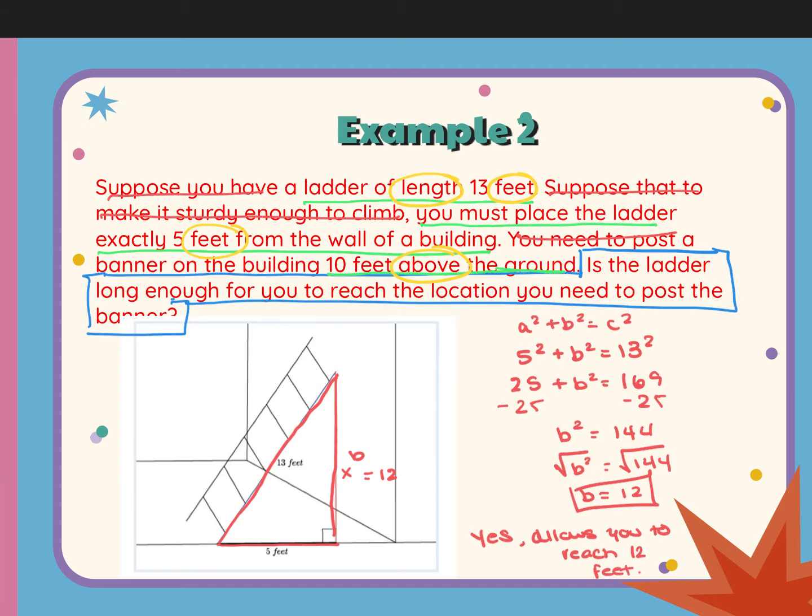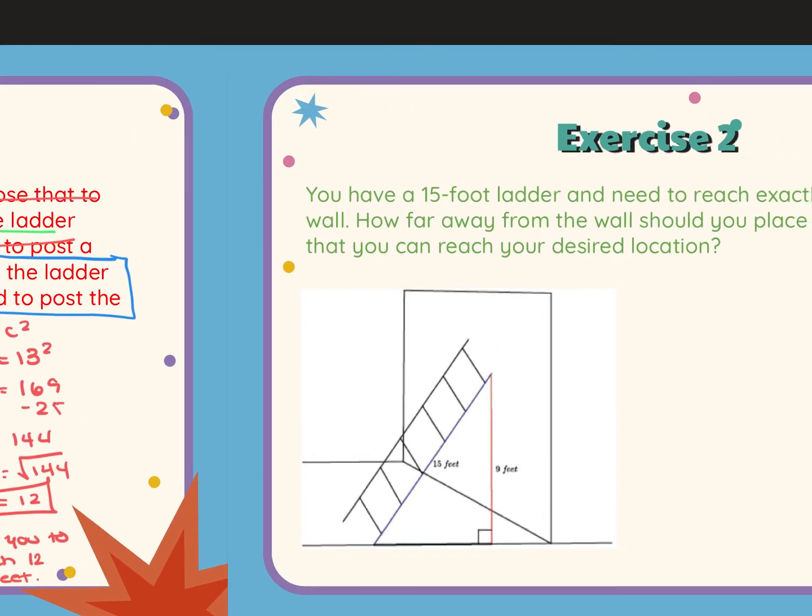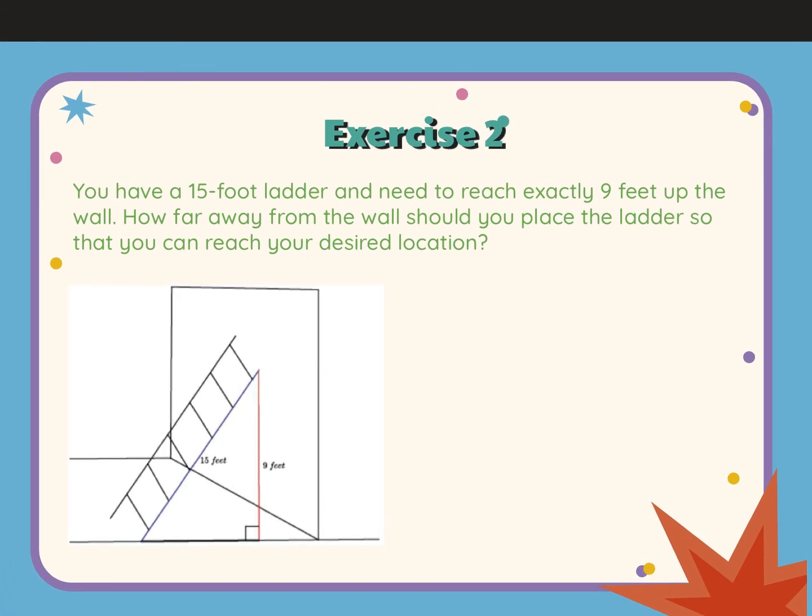All right. So now I want you to apply the same understanding to exercise 2. So we're looking here, you have a 15-foot ladder and you need to reach exactly 9 feet up the wall. How far away from the wall should you place the ladder so that you can reach your desired location? All right, so we're still going to be using the Pythagorean theorem, so I'm going to go ahead and remind you of that definition, a squared plus b squared equals c squared. So go ahead and pause the video and try this.